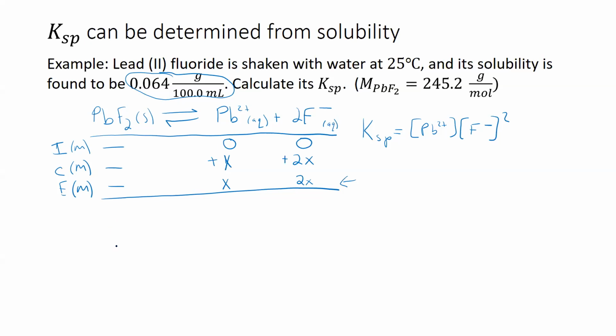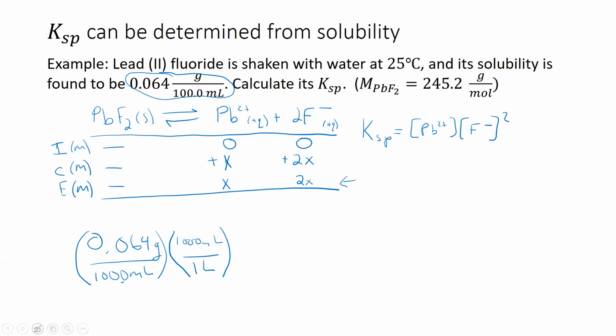But what we need to do first is calculate it. So here, we're going to take our 0.064 grams per 100.0 milliliters. We're going to convert our milliliters into liters. So 1,000 milliliters for every 1 liter. That gets our units into liters in the denominator, which is good for molarity. Then we're going to convert from grams into moles by dividing by the molar mass. So we divide by 245.2 grams per mole.